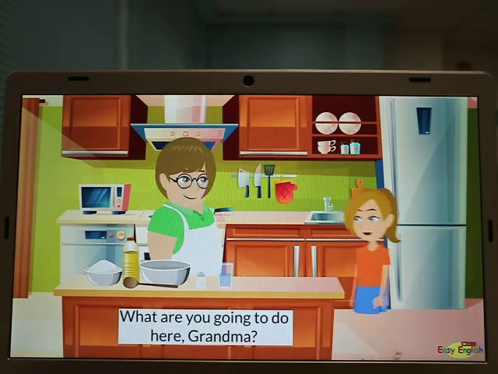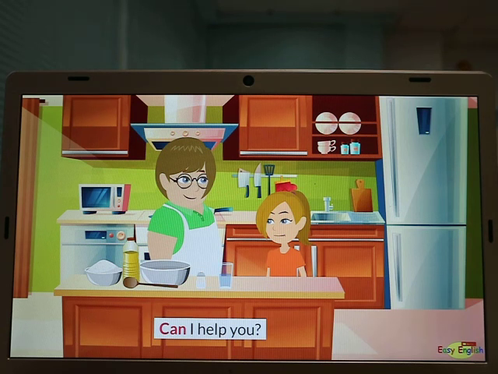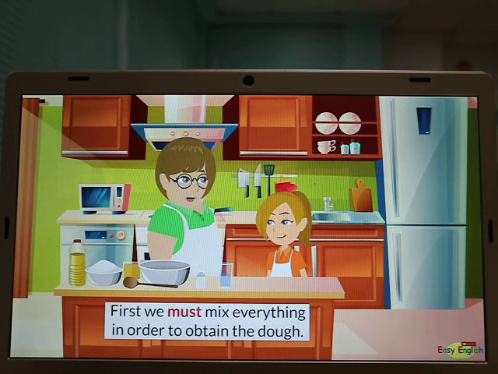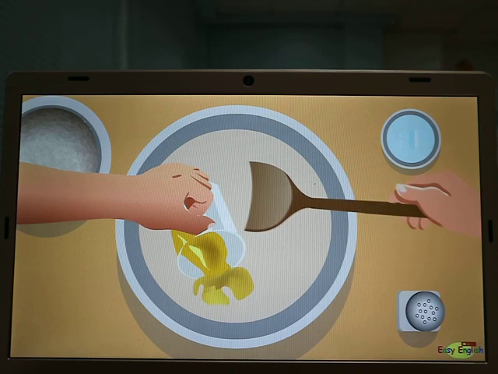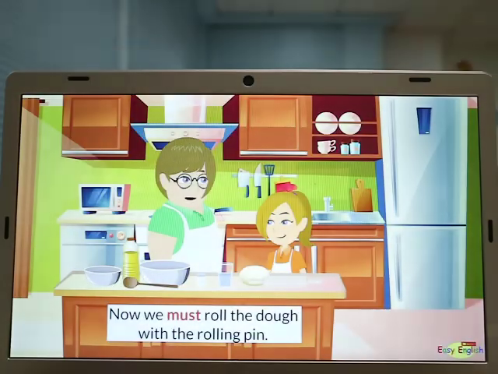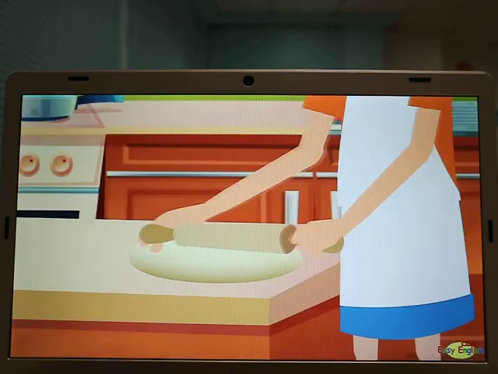What are you gonna do here, Grandma? Well, I'm gonna make pizza. Can I help you? Yes, of course, but you should wear an apron. Perfect. First, we must mix everything in order to obtain the dough. Now we must roll the dough with the rolling pin. Can I do it, please? Yes, of course.